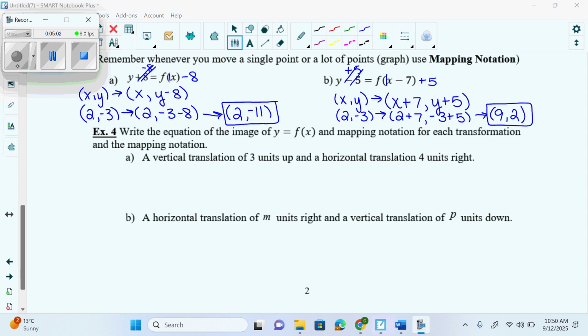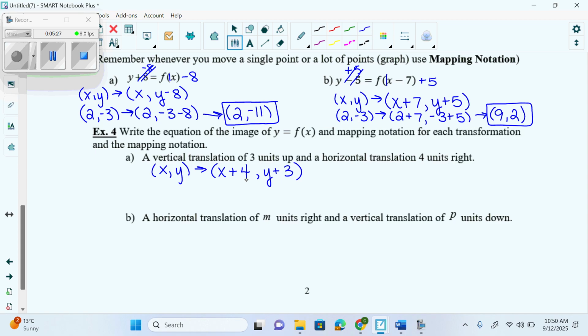If I have words, the easiest one to do first is actually mapping, because words and mapping are the same, correct? So I'm going to do mapping first. I'm going to say x, y becomes, vertical translation 3 up, I'm going to go y plus 3. And then horizontal translation 4 right, I'm going to go x plus 4. I'm moving 4 right, correct?